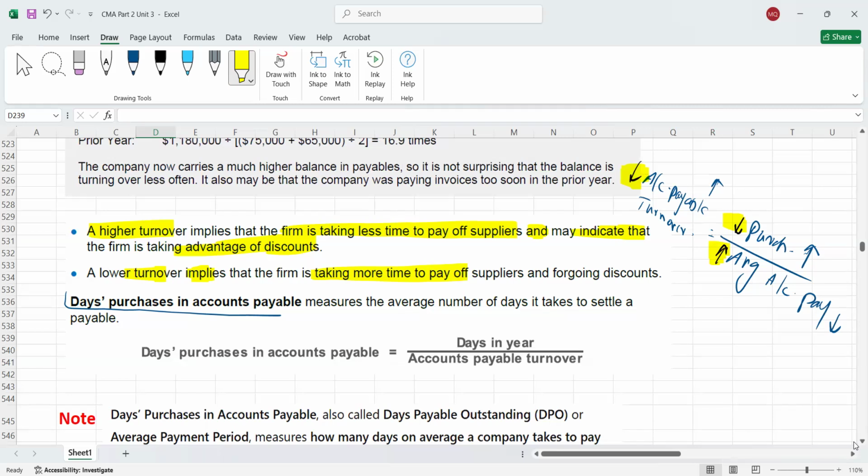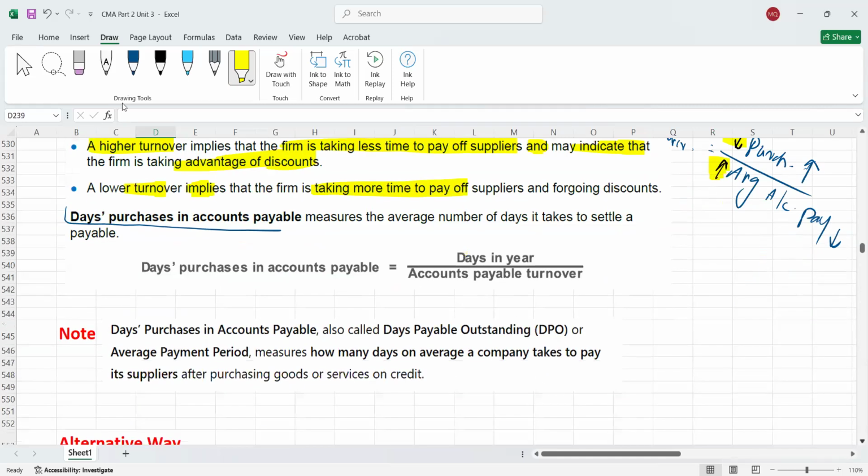Now let's talk about the second ratio, which is called days purchases in accounts payable.